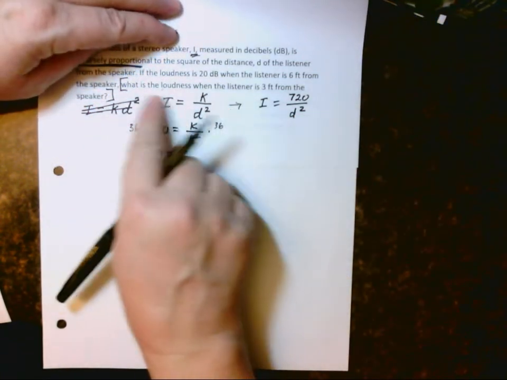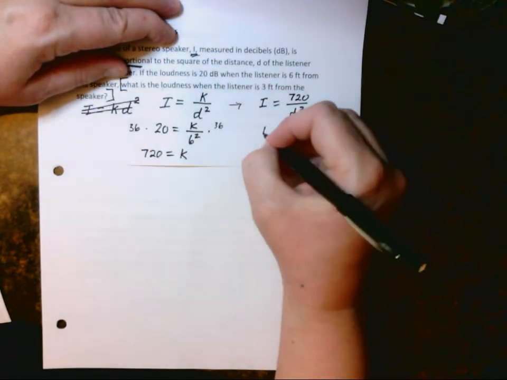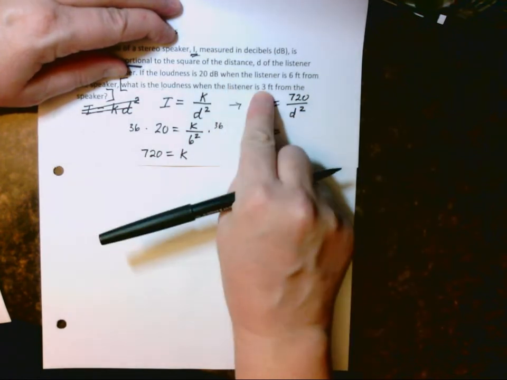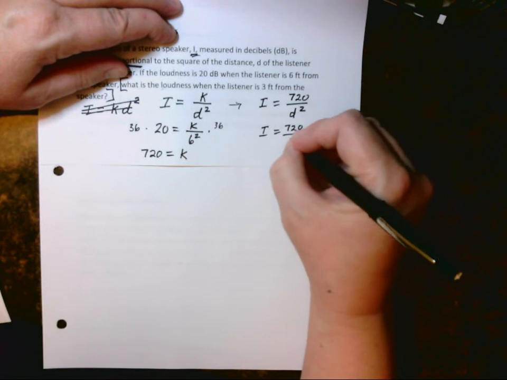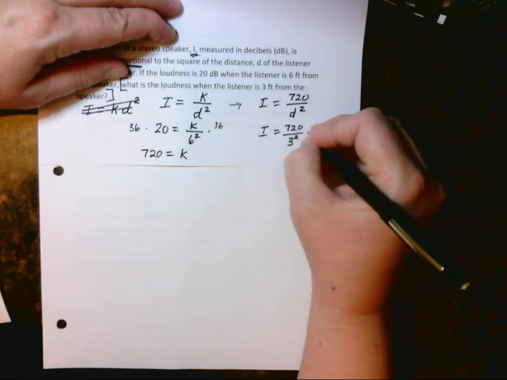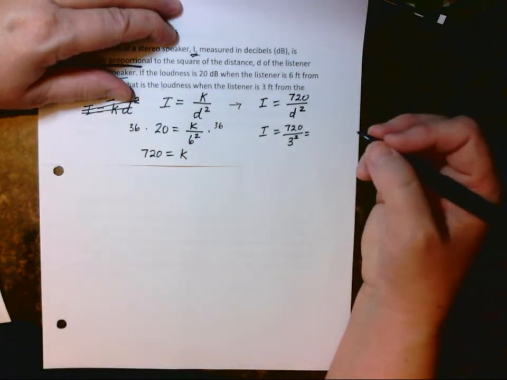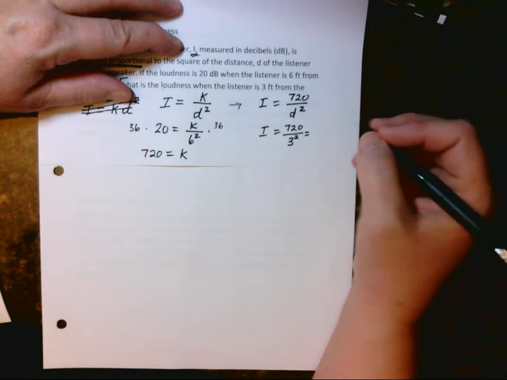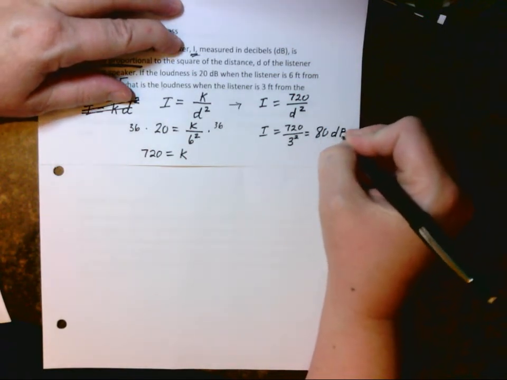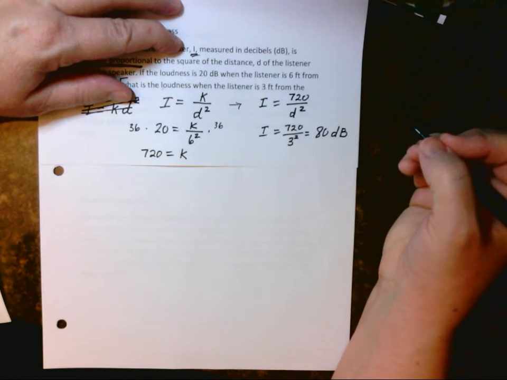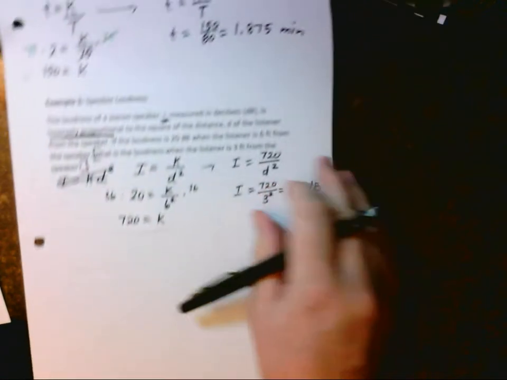So here they say, what is loudness? We're looking for the I. When the listener is 3 feet, that's the distance. So I put 720 over 3 squared. And I'm believing that's going to give me 80 decibels. That looks good. Okay.